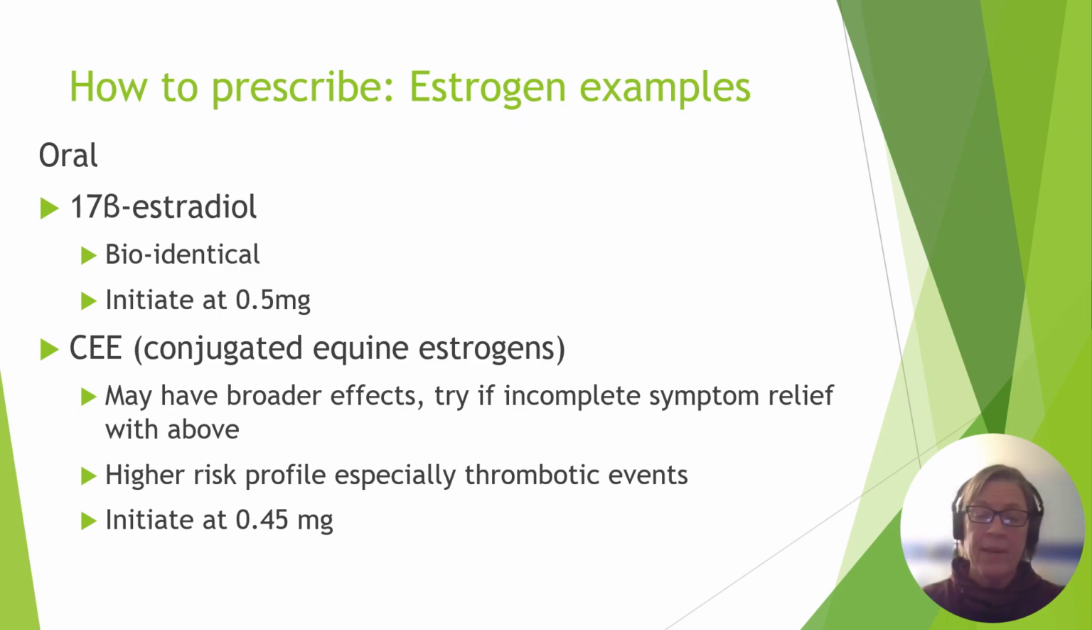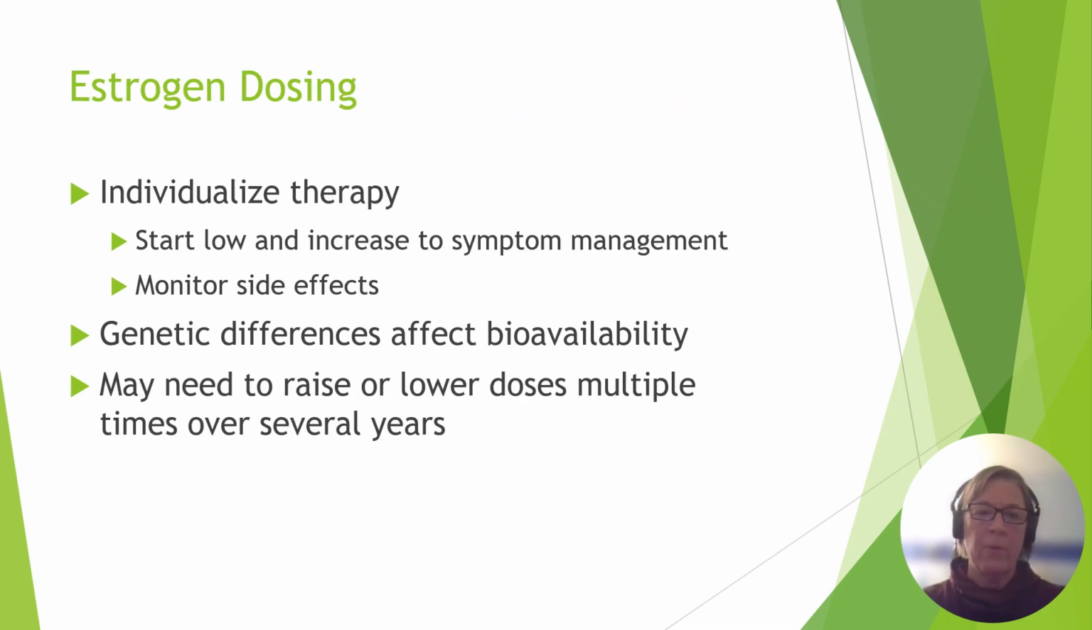So that's prescribing estrogen. Pretty straightforward. You need to individualize your therapy, start low, increase until symptoms are managed, monitor for side effects. There's no way to predict what dose is going to work because there are a lot of genetic differences in the bioavailability. And as a woman progresses through her menopause transition, you may need to raise or lower the dose multiple times over several years.